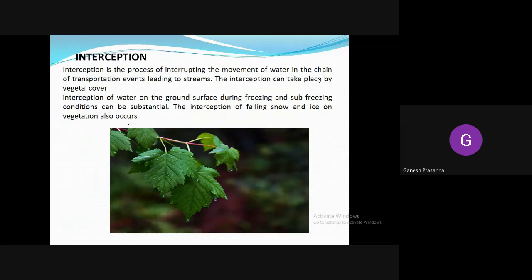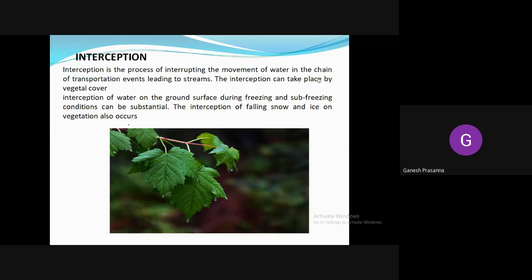Next is interception. What is interception? It is a process of interruption caused to the movement of water, which leads to streams. Even vegetation takes part in interception. The water should directly fall on the ground, but if it falls on a rooftop, that becomes the interceptor. These are the stoppages or blockages that occur when the movement of the water is stopped, like a barrier, before it reaches the ground.